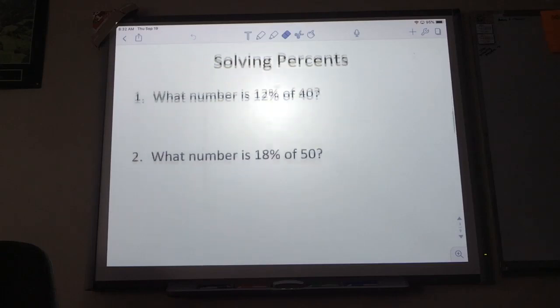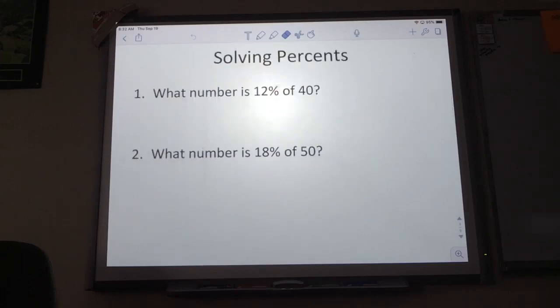So here, it says, what number is 12% of 40? So what we have to do is figure out what these are. Are they the whole? Are they the percent? Or are they the part? Okay, so 12. Is that the percent, the whole, or the part? I think it's pretty obviously the percent. Again, we don't ever plug a percent in. We have to change it to a decimal.